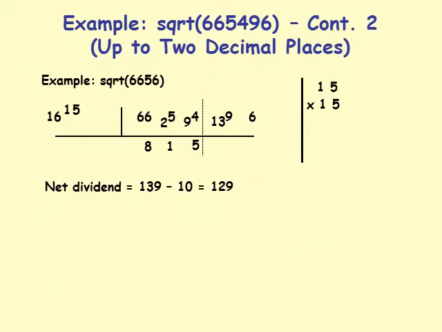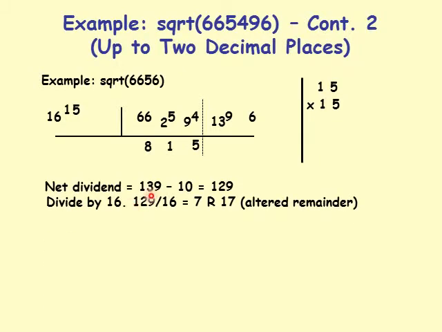So far we had 139 minus 10 as net dividend here. 10 comes from here, the duplex of 15. Net dividend is 129, divided by 16. We will use 7 remainder 17, not 8 remainder 1, because that will get me a negative situation later. So that's an altered remainder. We use 7 remainder 17. 7 is the quotient, remainder is 17. 7 would go here, 7 would go here, and 17 would come in here.